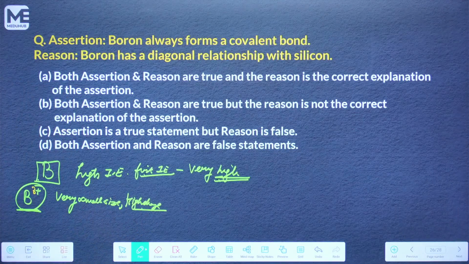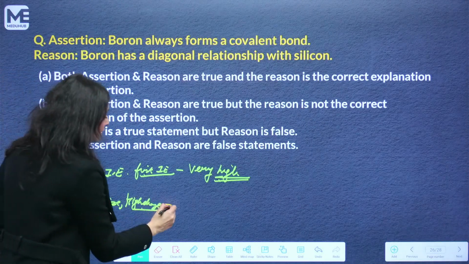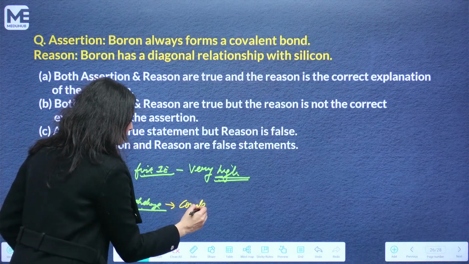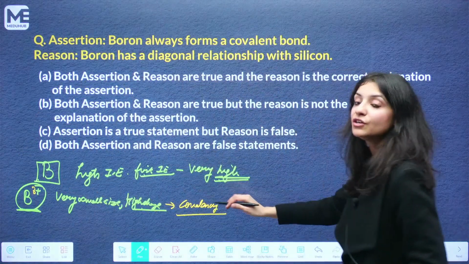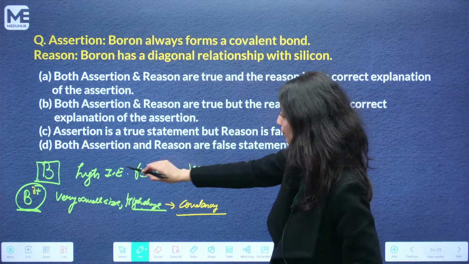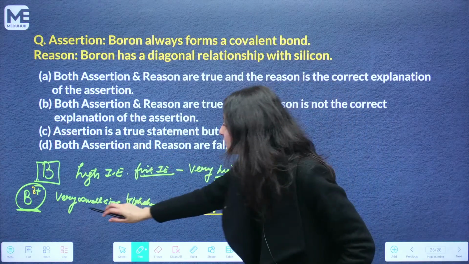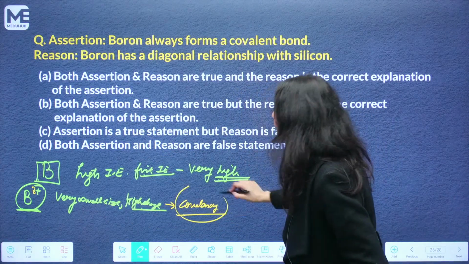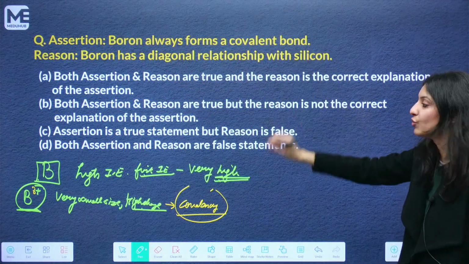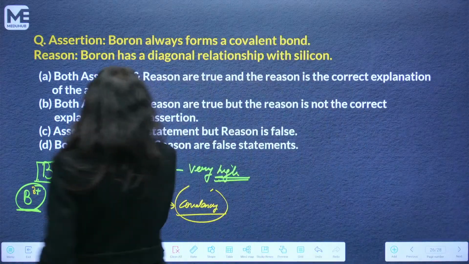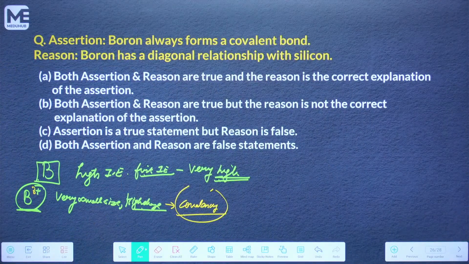If you talk about Fajan's rule, go back. Small size and high charge favors covalency. So, because it is very difficult to completely remove 3 electrons from boron and it has a small size, covalency is favored. So, the statement that boron always forms a covalent bond is correct. The reason that they have given in the question is that boron has a diagonal relationship with silicon.